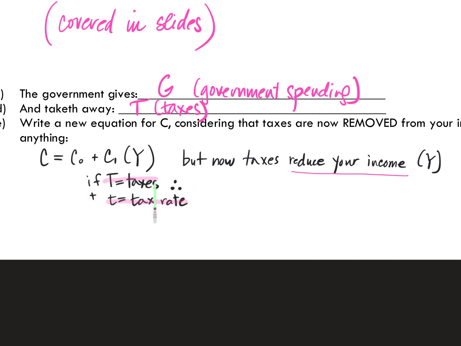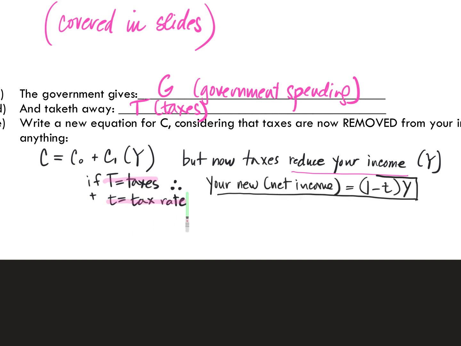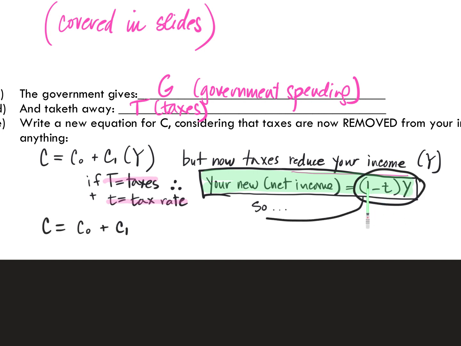If the total taxes you pay depend on the tax rate times your income, assuming a flat percent tax rate, then your new net income is whatever is left over after you pay taxes. So 1 minus the tax rate times your income. And so basically you have a little less income to spend, and that's the result.